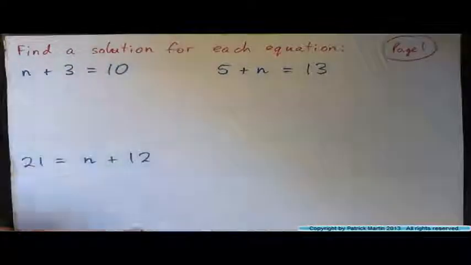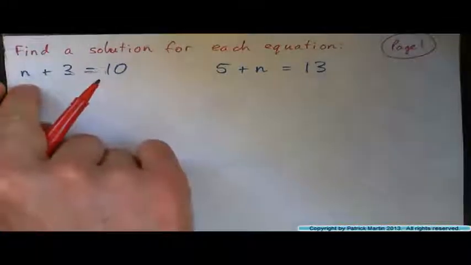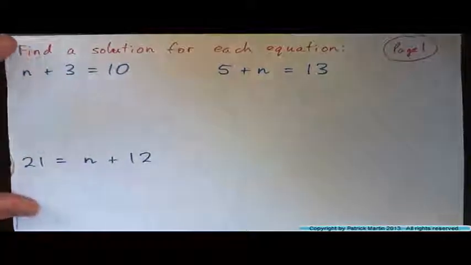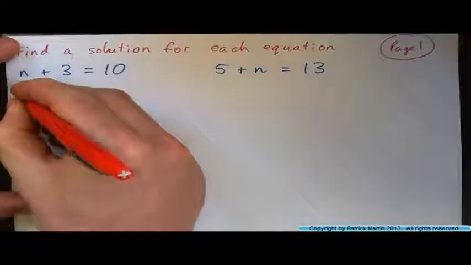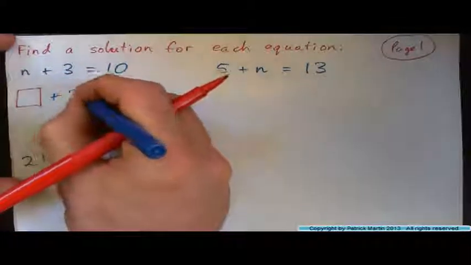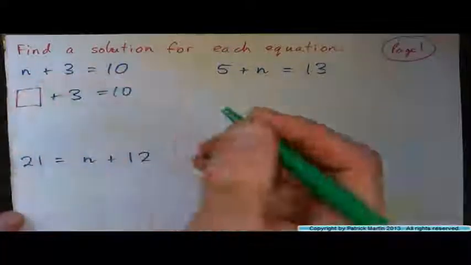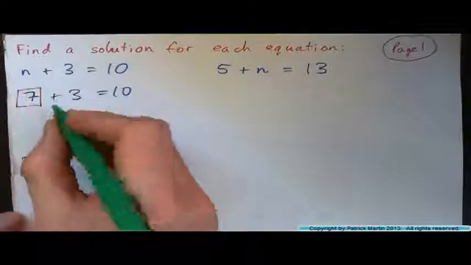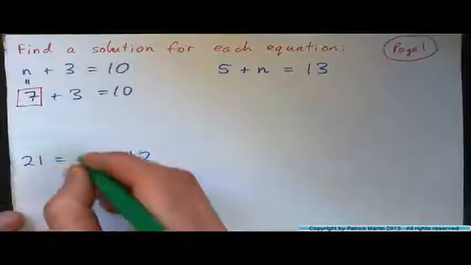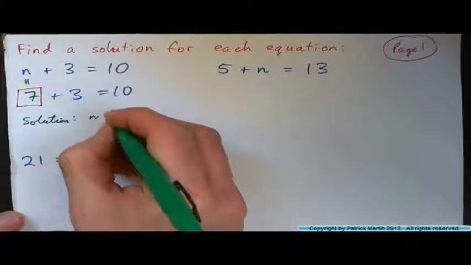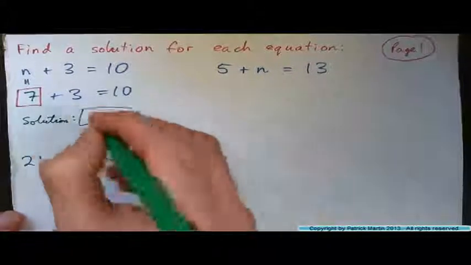What is the answer? Now what this means is, what is n? Remember that letters are simply used as placeholders. So it's kind of like saying box plus 3 equals 10. What number would you stick in the box to make that equation correct? You would stick in the number 7, right? Because 7 and 3 is 10. So n is 7. The solution to the equation is that n equals 7. The unknown number is 7.